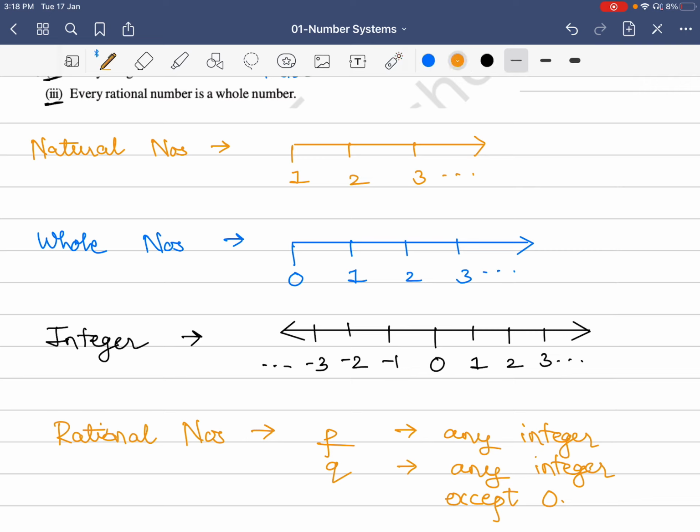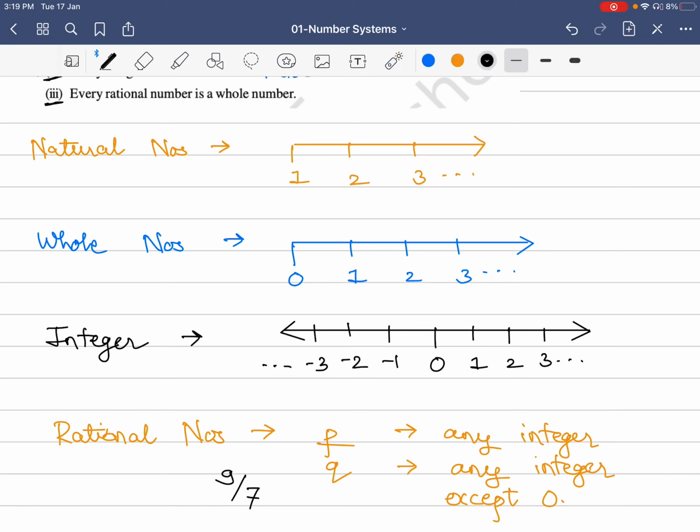So for example, let's take the rational number 9 by 7. Is it of the form p by q? Yes, it is of the form p by q. So this is a valid rational number. Can we represent 9 by 7 on this number line? No, we cannot. The whole numbers just have 0, 1, 2, 3, 4, 5, 6, 7, 8, 9, and so on. We cannot have 9 by 7.